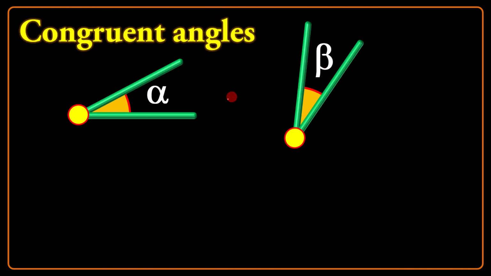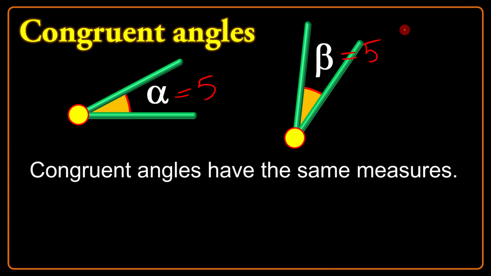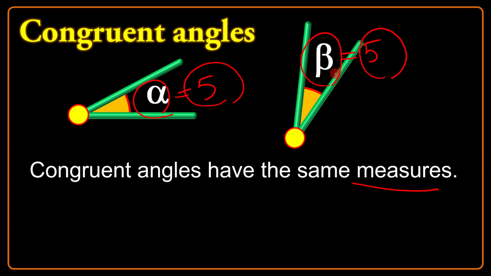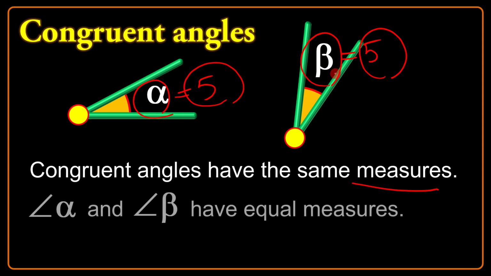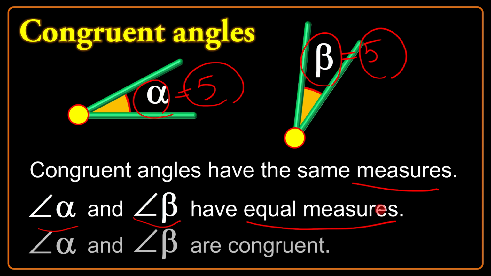Congruent angles. Suppose that you invent a method of measurement for angle, and then in your system of measurement, alpha has a measure of 5, and also beta has the same measure, 5. In this case, I can say alpha and beta are congruent angles. So congruent angles have the same measures. You can't say alpha and beta are equal. No, they have equal measures. Just you can say alpha and beta are congruent angles. So angle alpha and angle beta have equal measures or they are congruent. Don't say they are equal.